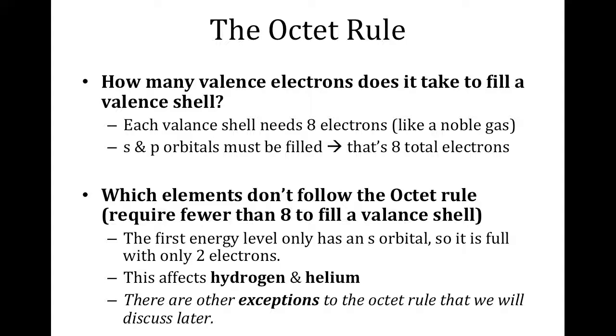Which elements don't follow the octet rule? There are a few that do not follow this rule. They require fewer than 8 to fill the valence shell. If you remember when we talked about orbitals, the first energy level only has an s orbital, which is one orbital that can hold 2 electrons. So the first energy level has 2 valence electrons, and then it moves on to the second. This affects hydrogen and helium, the 2 elements whose valence electrons are located in the first energy level. So hydrogen and helium do not follow the octet rule. There are other exceptions to the octet rule that we will discuss later.